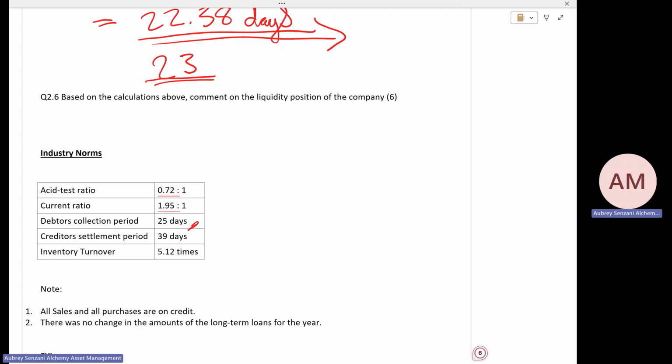Okay, so this is where they said all of the sales are on credit. There was no change in the amount of gold components. Okay. Right. So that was that. All right. That was that.